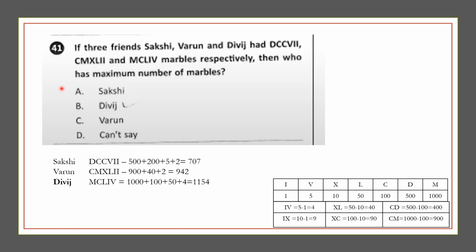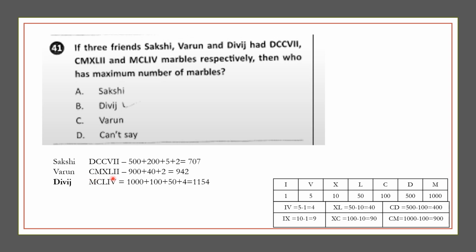Question number 41. If 3 friends Sakshi, Varun and Devji had this many marbles respectively, then who has maximum number of marbles? This is given in Roman numerals. Let's calculate their numeric value. Sakshi is having DCCVII. So D is 500, C is 100, 2 times C is 200, V is 5, I is 1, 2 times I is 2. So total is 707.